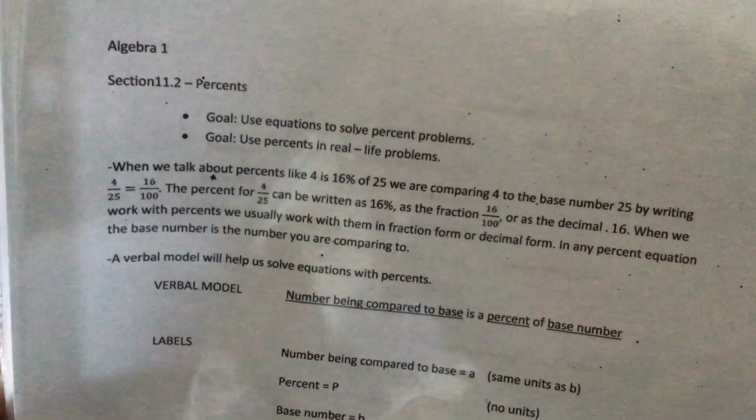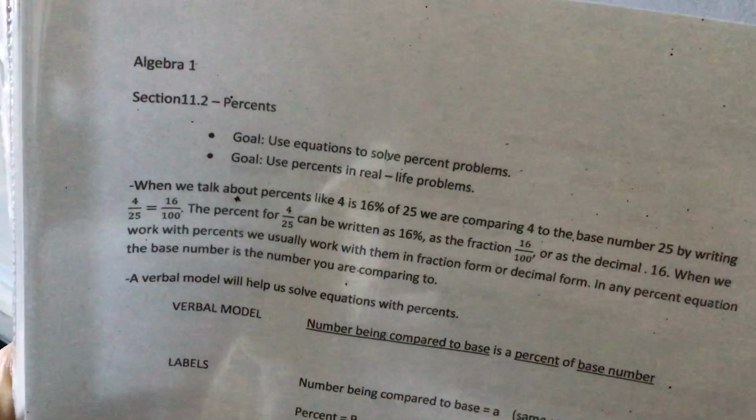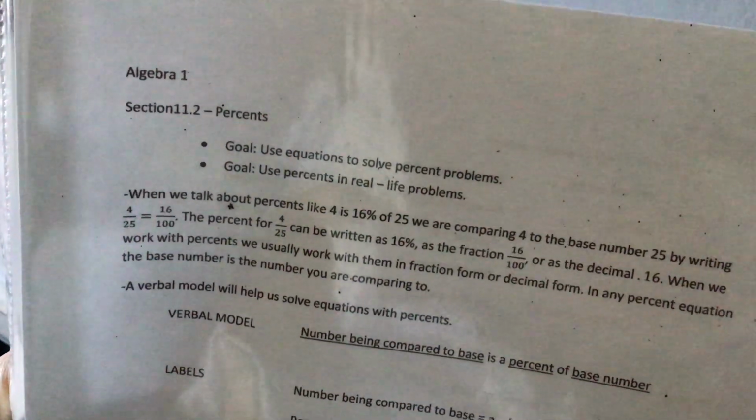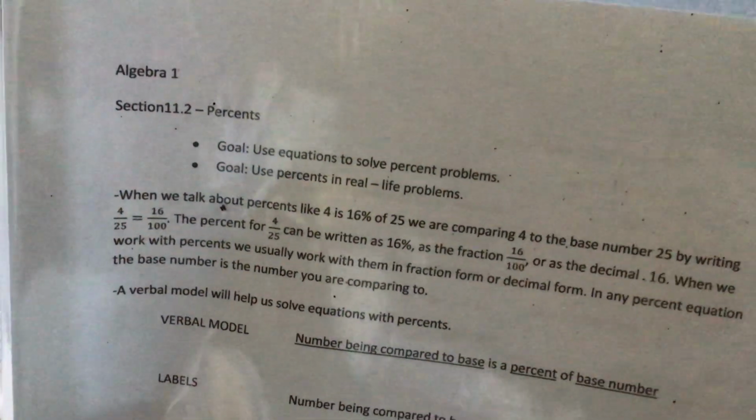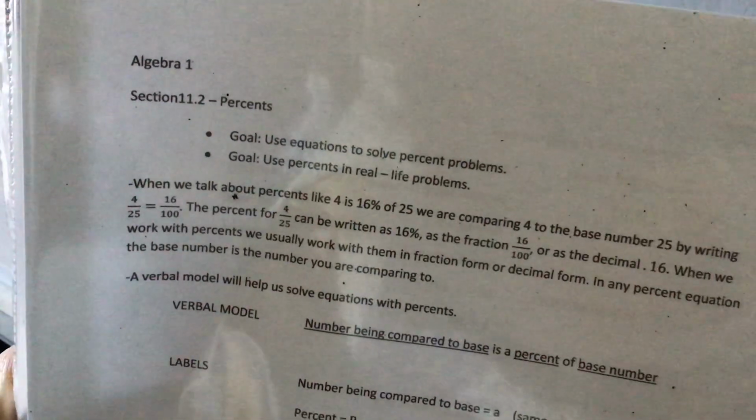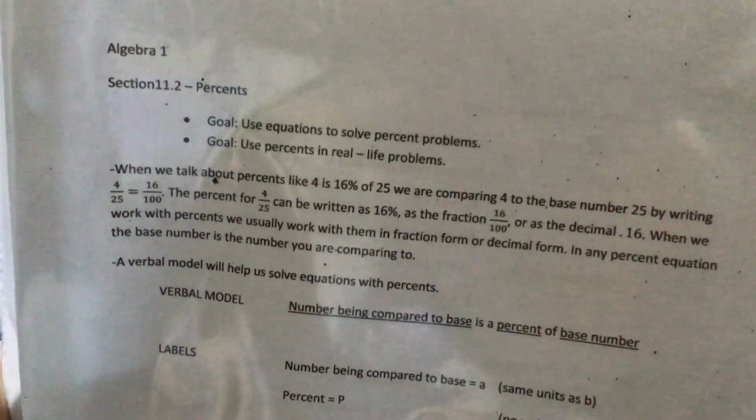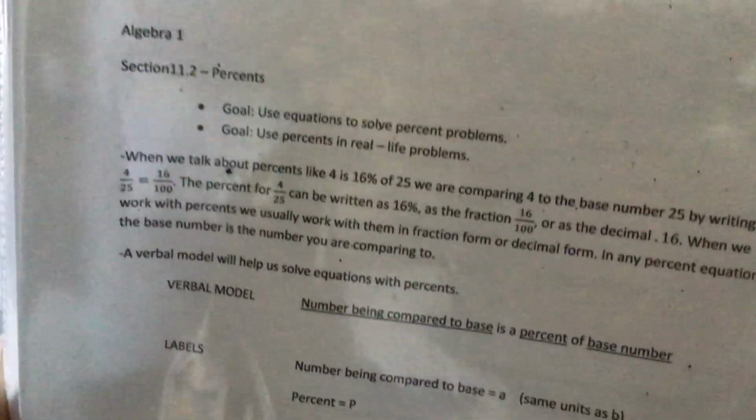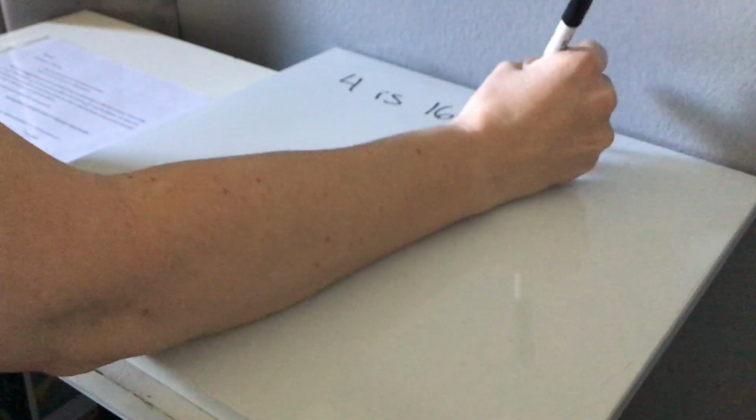Okay, so first the word percent means per 100. So percent is really just like a ratio. It's something out of 100, per 100. So with percents, when you're talking about something like 4 is 16% of 25.